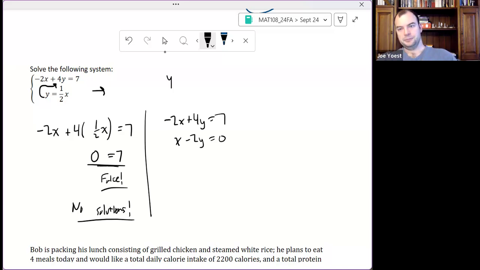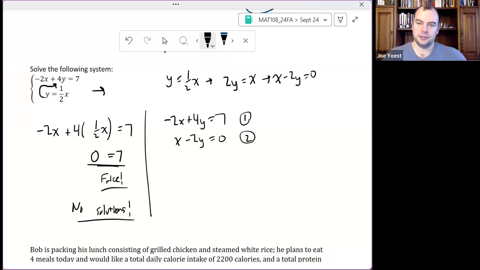So just taking y equals 1/2 x, multiplying both sides by 2, and then subtracting the 2y. So I just rearranged equation 2 to make it look more amenable to the addition elimination method. And again, maybe I decide that I want to eliminate the x's. So I see right now, if I add the two equations together, I get negative 2x plus 1x.